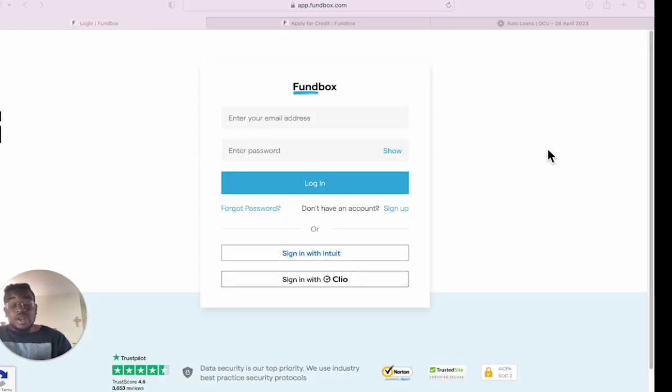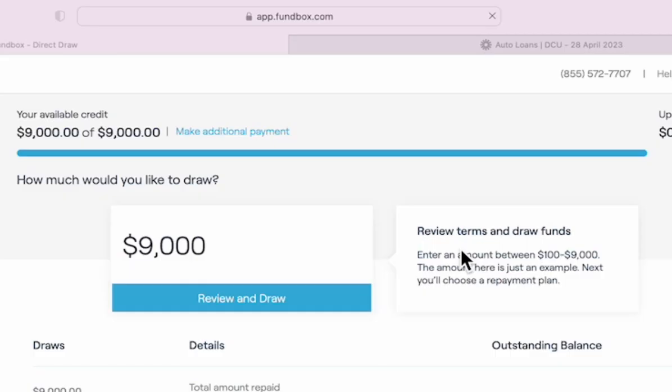After you do all that, if you set up an account, the next step is going to be connecting your business bank account. Once you connect your business bank account, you're going to log in and then you're going to either get approved or denied. So let's say you do get approved. This is what your account is going to look like.